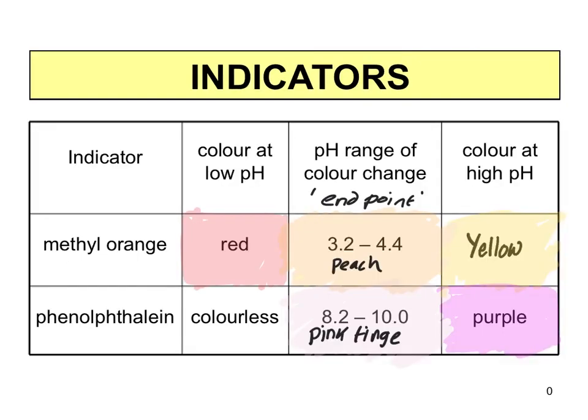Both methyl orange and phenolphthalein make good indicators because they have distinct colours. Methyl orange, its colour change, remember, starts at 3.2 and ends at 4.4. And phenolphthalein's colour change doesn't start till 8.2, and then its colour change is properly changed at pH 10. So the range in which they change is both around 1 to 2 pH units.